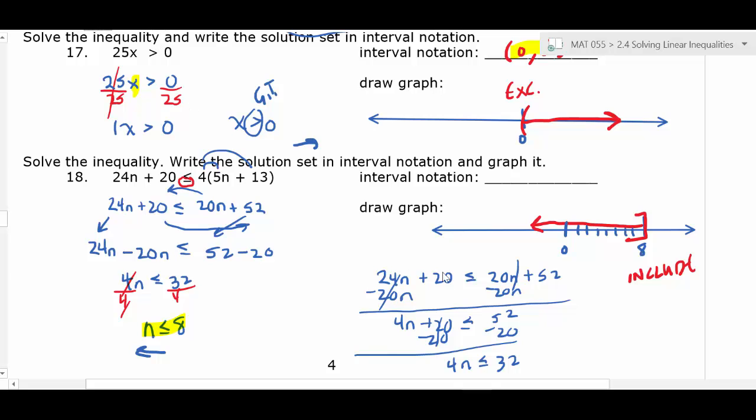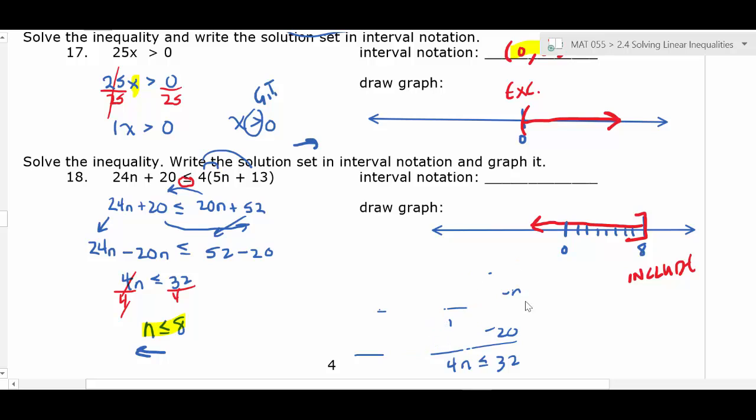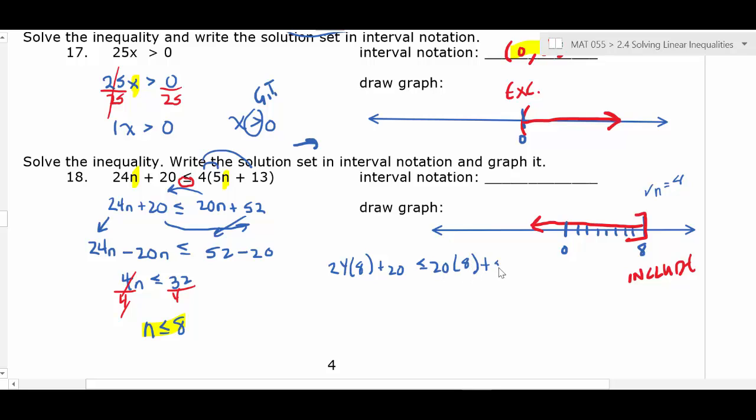One thing I'm going to do on this one more time. Students tend to be a little bit lazy about checking their answers. It's kind of good to do that a little bit in your homework because it helps you with your arithmetic. So let's take n equals 8 and plug it in wherever the variable is in the original problem. Let me show you what happens. So if we do that, we'd have 24 times 8 plus 20 less than or equal to 20 times 8 plus 52. They should be the same because that's the boundary.